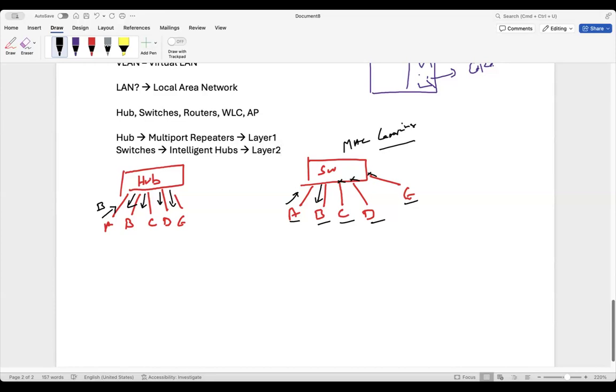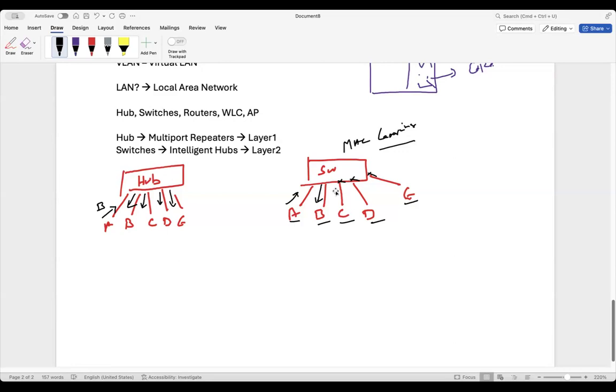Right? Okay. Now we know the hub, we know the switch, and we know the routers. And what is the WLC and what is the access point? Access points are considered as the wireless switch. How do you provide connectivity for multiple wireless devices? What we do with the switches, the same thing we are doing with the access point. The access point provides connectivity for the wireless clients. For the wired clients, you have the switches.